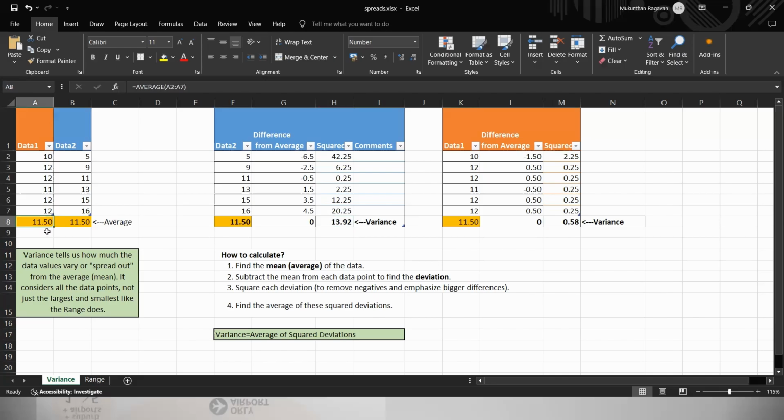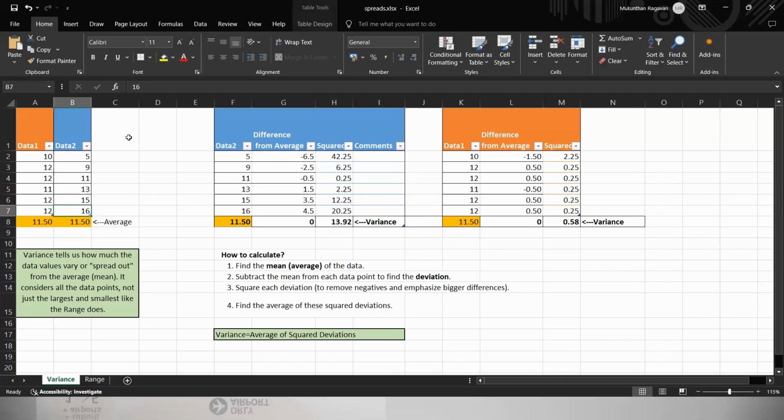For example, if you see the 11.5, in dataset 1 all the values, 10, 11, 12, are very close to the 11.5. Whereas if you see the other values in dataset 2, 5 and 16, they are far away from the 11.5, in either positive or negative directions. Even though the average value is the same in dataset 1 and dataset 2, in dataset 2 the values are away from the mean value, especially the 5 and 16. That means it has more spread or more variance. Whereas dataset 1 has consistent data points very close to the mean. So this is the way we can understand the variance: by using the variance, we can see whether the data has a wide spread or is clustered towards the mean.